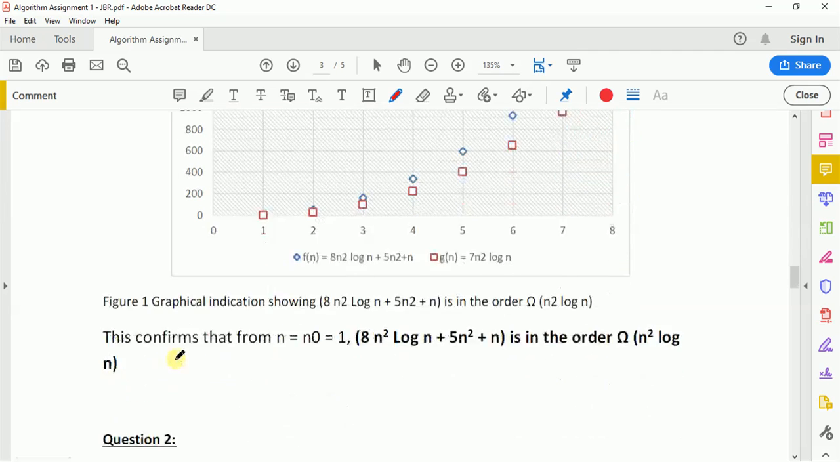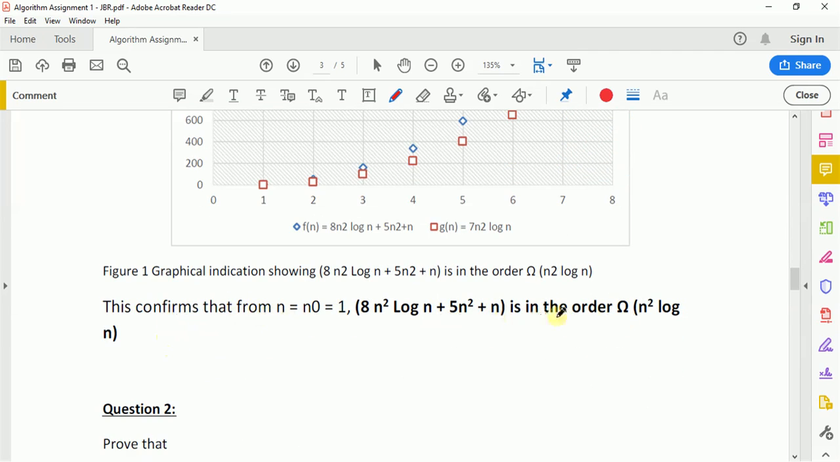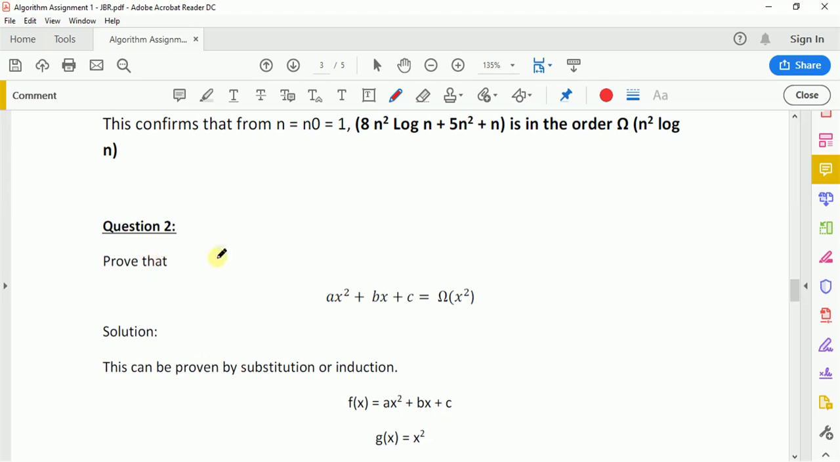Pretty straightforward. Okay, so we can see here this confirms that from n equals 0, n equals 1, this is in the order of this. Look again. 2. Let's prove that ax squared plus bx plus c is in the order of big omega n squared. We're using x now. Real values.